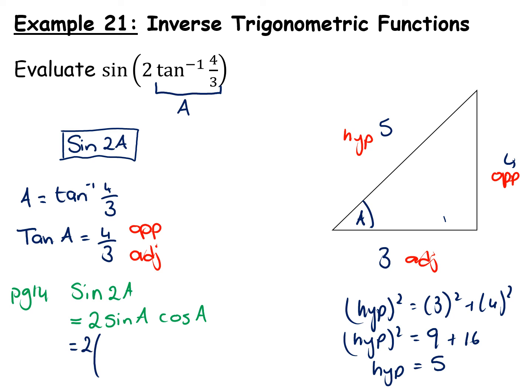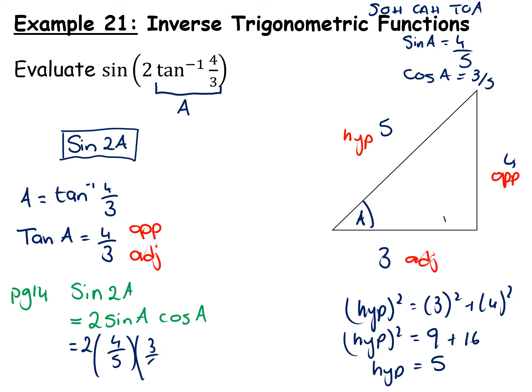So 2 sine, if you want to work here, we can work out sine of A, SOH CAH TOA, or whatever way you remember it. So sine is opposite over hypotenuse, cos is adjacent over hypotenuse, so 3 over 5. So sine is 4 over 5 times cos, which is 3 over 5, and that gives us 2 by 4, 8 by 3, 24 over 25, which is the answer of sine of 2A without ever touching a calculator.